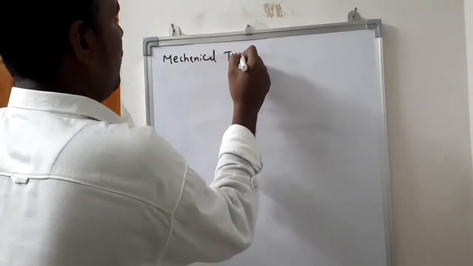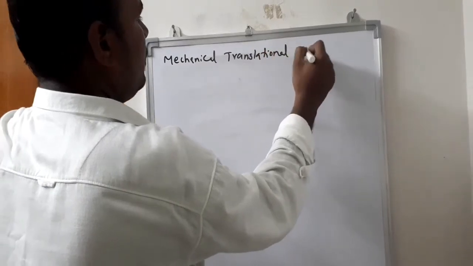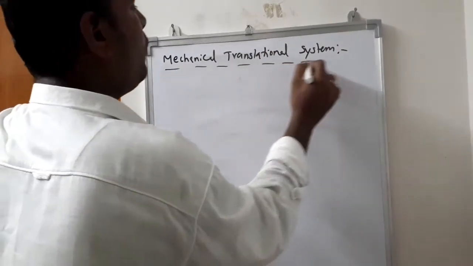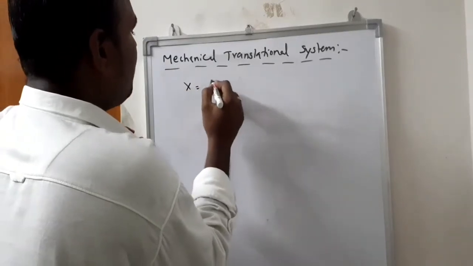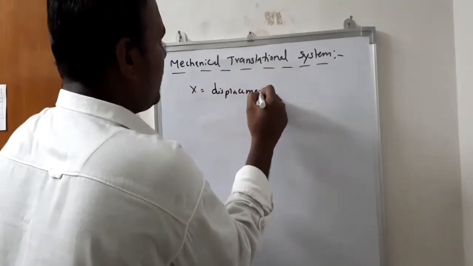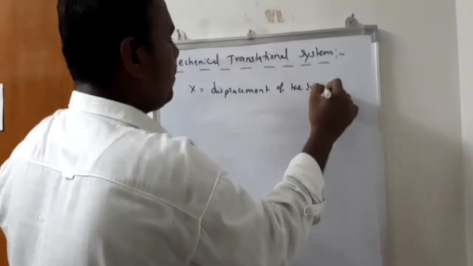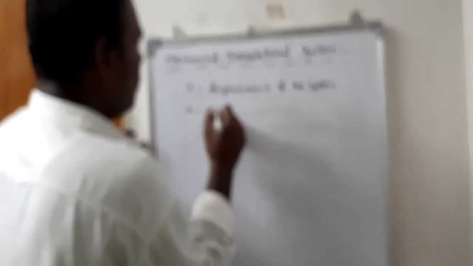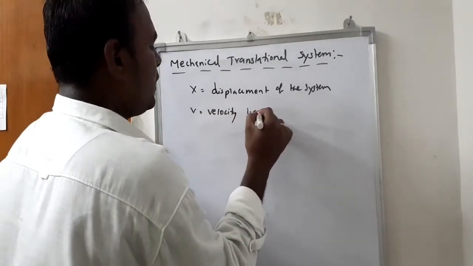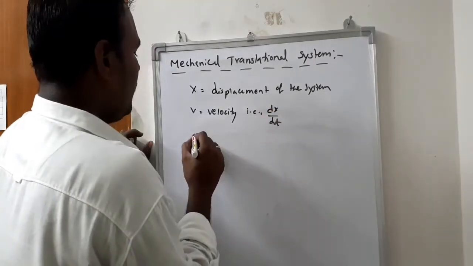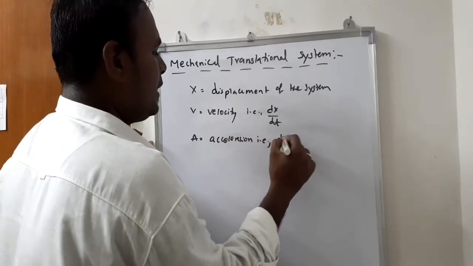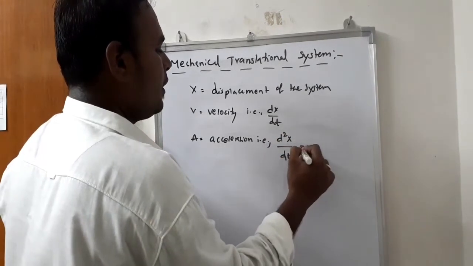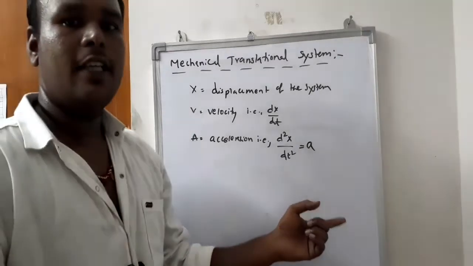Okay, see here, mechanical translational system. Here we are now going to discuss the list of components used in the mechanical translational system. Okay, first one, x is the displacement of the system, and v is the velocity, that is dx by dt. And a is the acceleration, that is d square x by dt square. So a is the acceleration of the system.